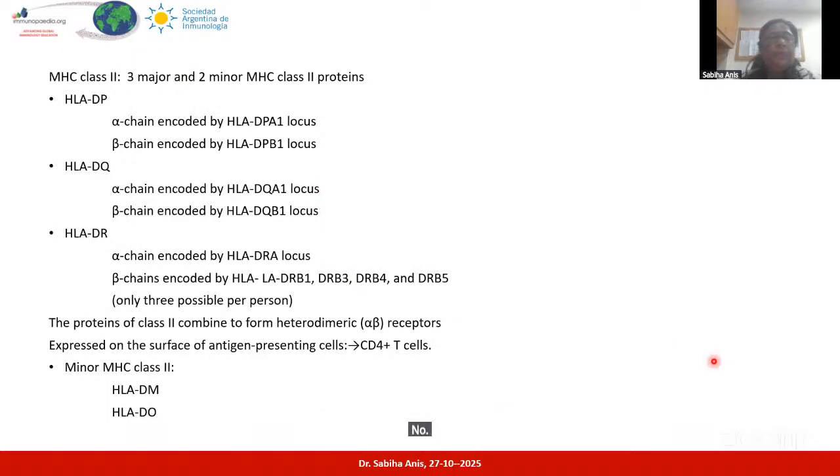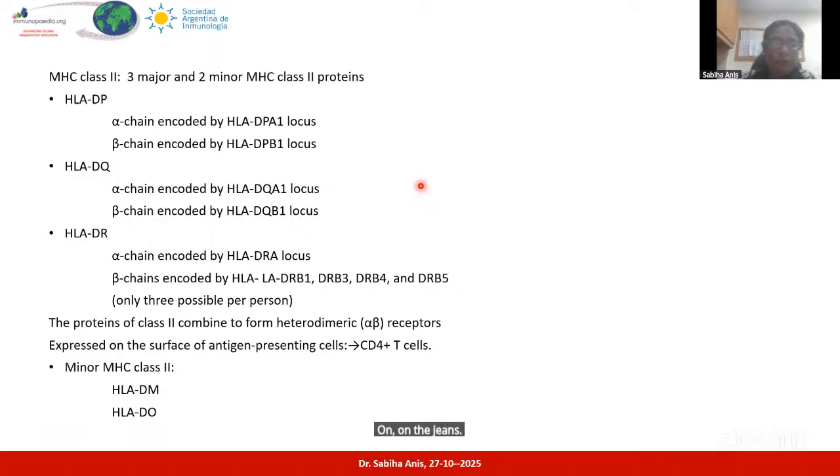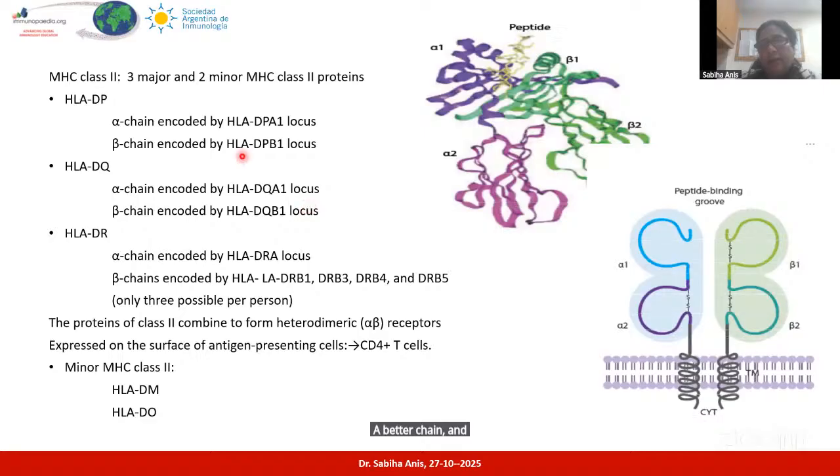Now, moving towards MHC class 2 molecules, the genes express 3 major and 2 minor MHC class 2 proteins, including HLA-DP, HLA-DQ, and HLA-DR. Each molecule again has alpha and beta chains that are encoded by their respective loci on the genes, which are on chromosome 6. So all of these have an alpha chain and a beta chain. And as you can see in these diagrams, class 2 molecules are also in the form of beta-pleated sheets.